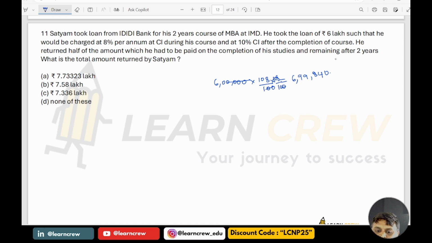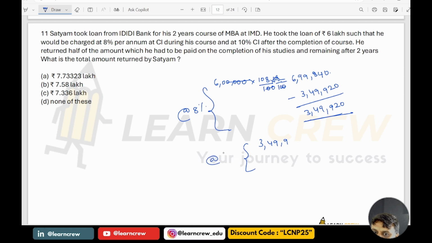But what is given? He is paying half of it. What is half of it? Half of it is 3,49,920. This is paid. The remaining is 3,49,920, and this he is paying after 2 years. After the first 2 years, the next 2 years would be at 10% compound interest. So 3,49,920 into 110 by 100 into 110 by 100.